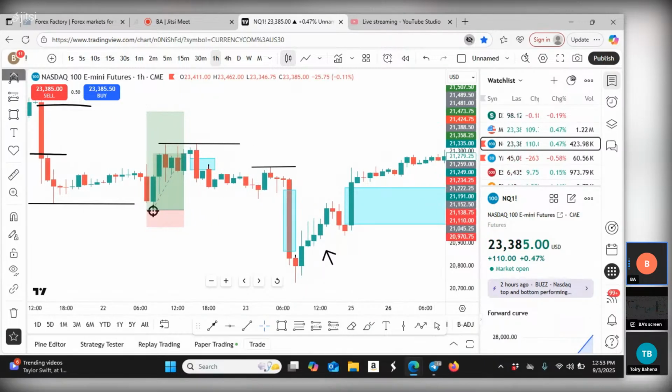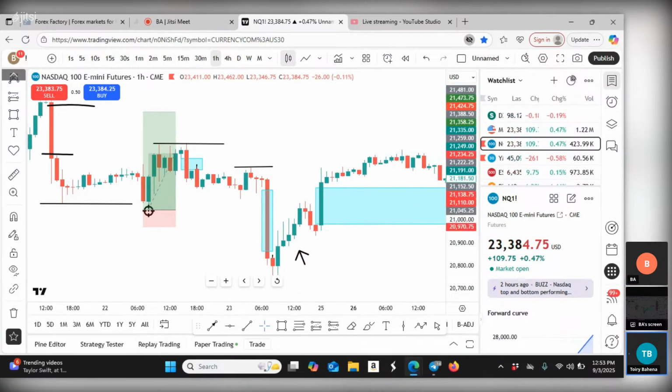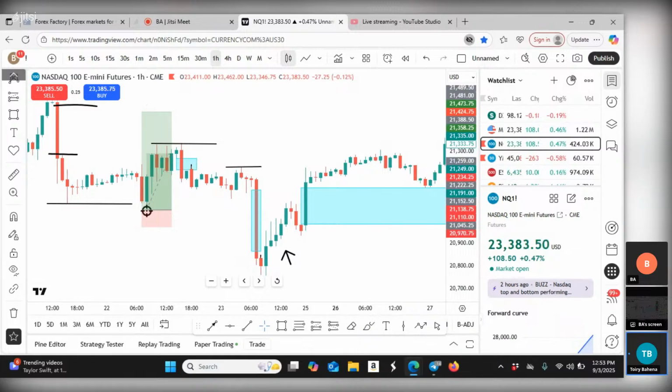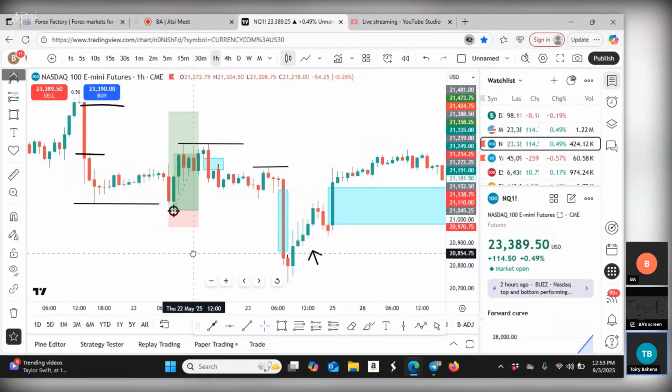Where the money is. So the tops of the wicks, that's basically liquidity just sitting there at the top. Protect the stop losses at the top and bottom of every wick. That makes so much sense.